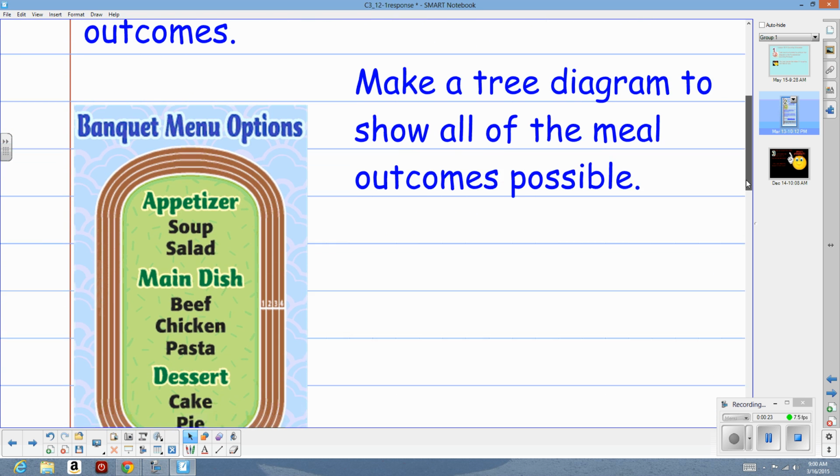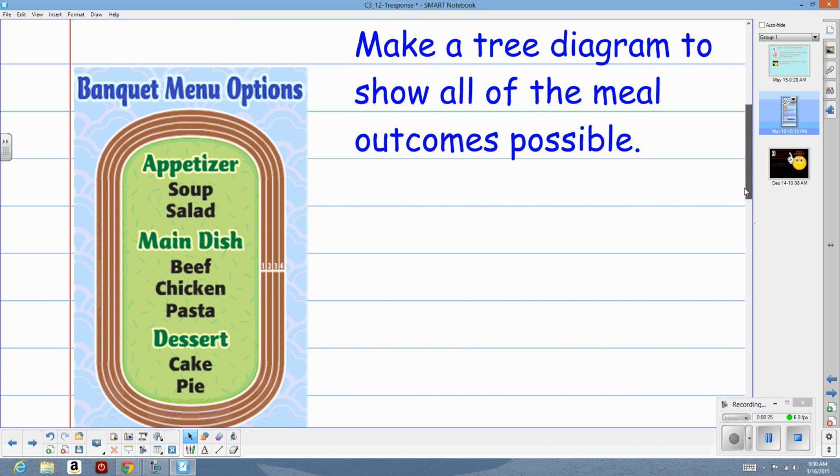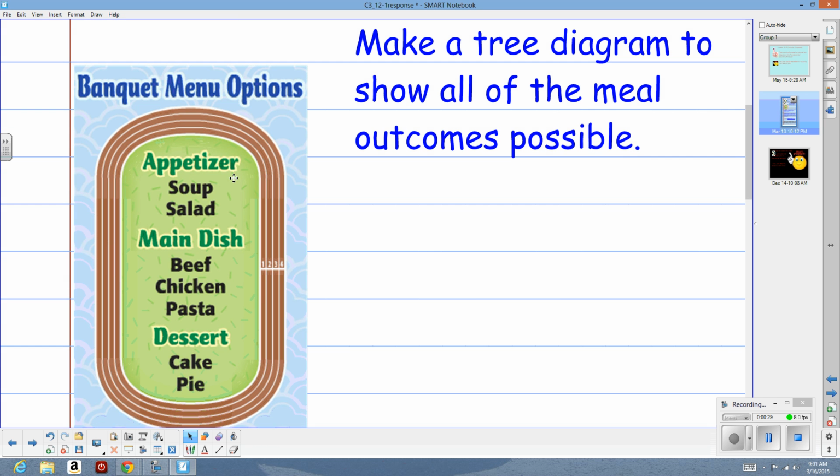In our first example, we're going to make a tree diagram to show all of the meal outcomes possible if you have a choice between 2 appetizers, 3 main dishes, and 2 different desserts. So we're going to start by making our first choice. Our first choice is you're either going to have soup or salad.